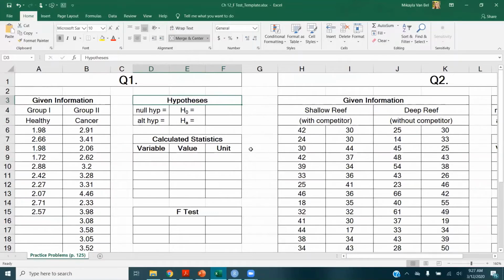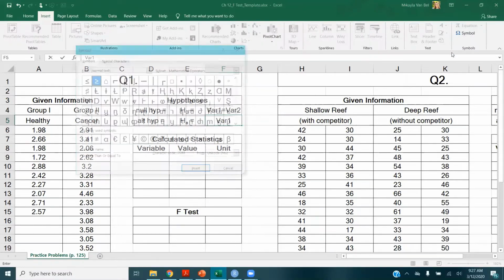And as always, we'll start with our hypotheses. This is going to be a two-tailed test because we are only interested in if there is a difference. The direction does not matter. Because of that, our null hypothesis will be that the variance of group 1 is equal to the variance of group 2. The alternative hypothesis is that the variance of group 1 does not equal the variance of group 2.